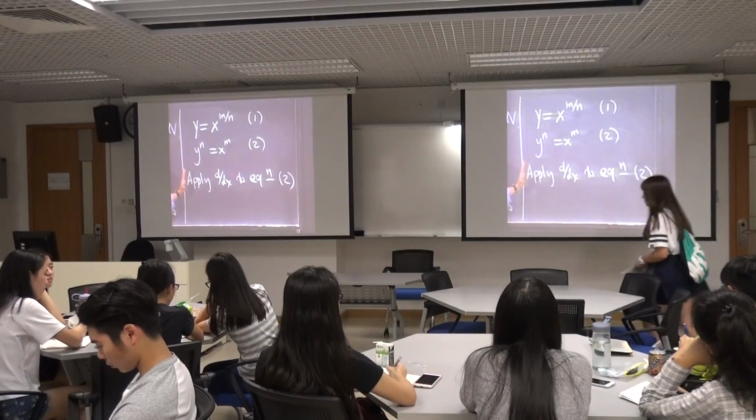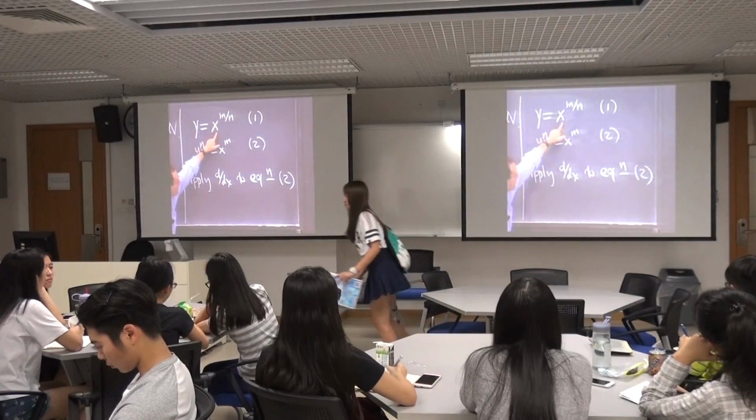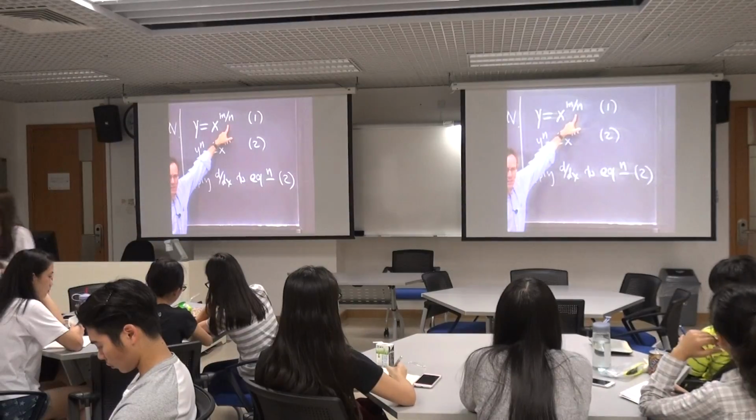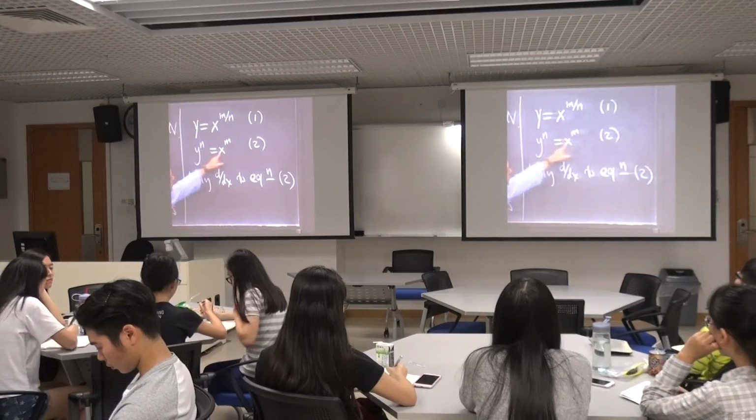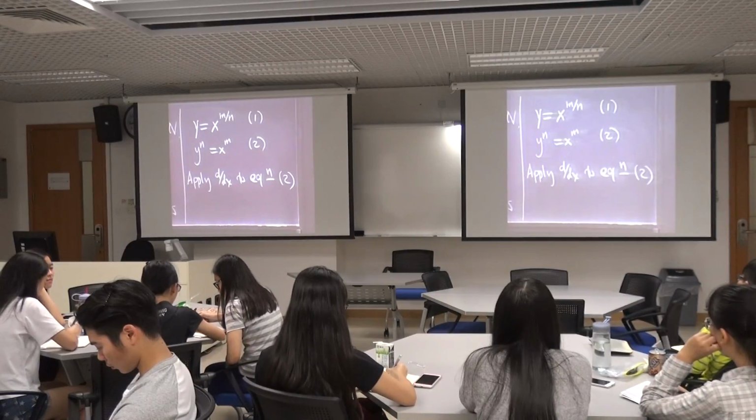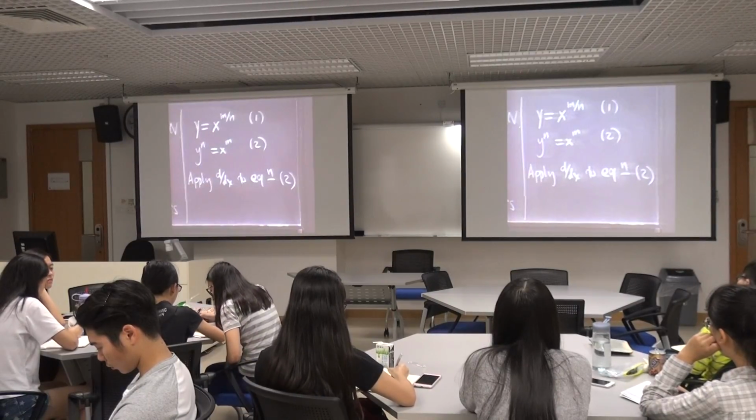Now, the reason is that we don't know how to differentiate x to the m over n. That's something we just don't know yet. But we do know how to differentiate integer powers. Those are the things that we took care of before.